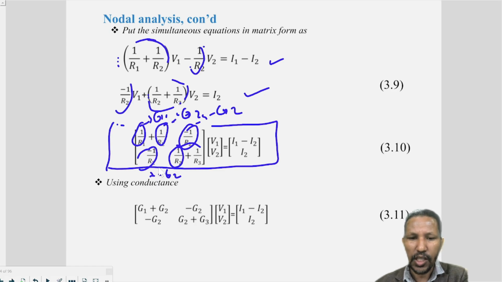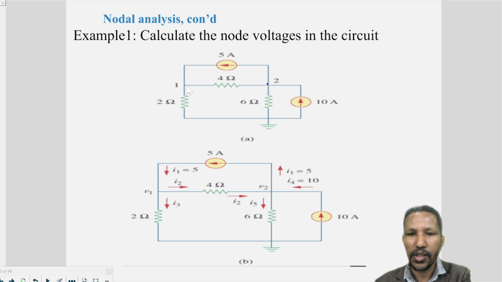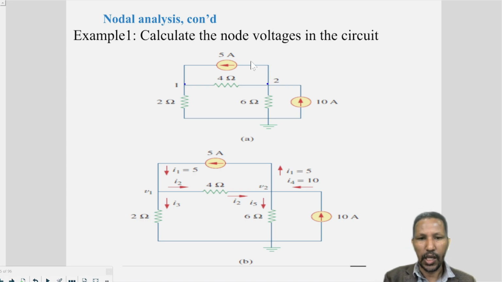So using conductance we can put the matrix equation using resistance, and this one is using conductance representation. Okay, so based on this, let's calculate the node voltage in the circuit. You can see here we have a current source, 10 ampere, entering this node, and 5 ampere entering this node, and 5 ampere leaving this node. So we are going to apply three very important steps.